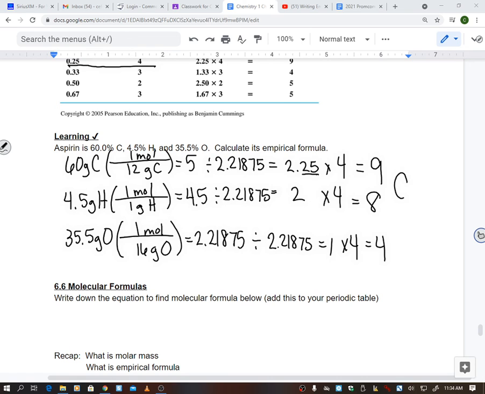So what I have is C9H8O4, and that is my empirical formula. All right, so this is my true formula for what I have.